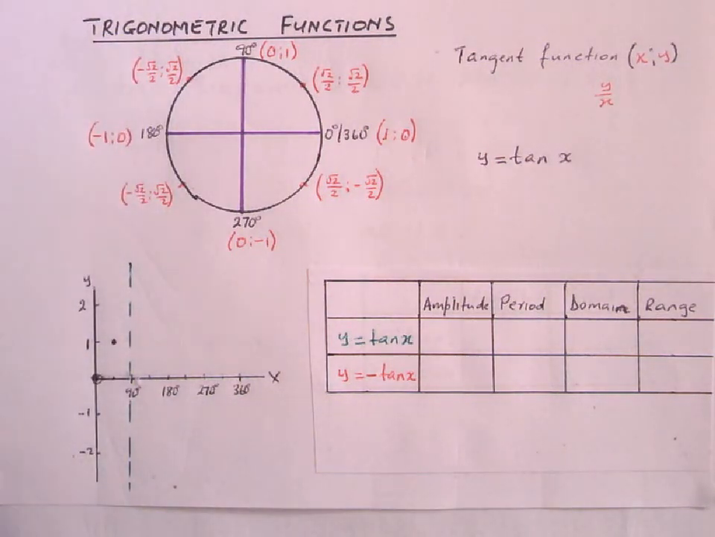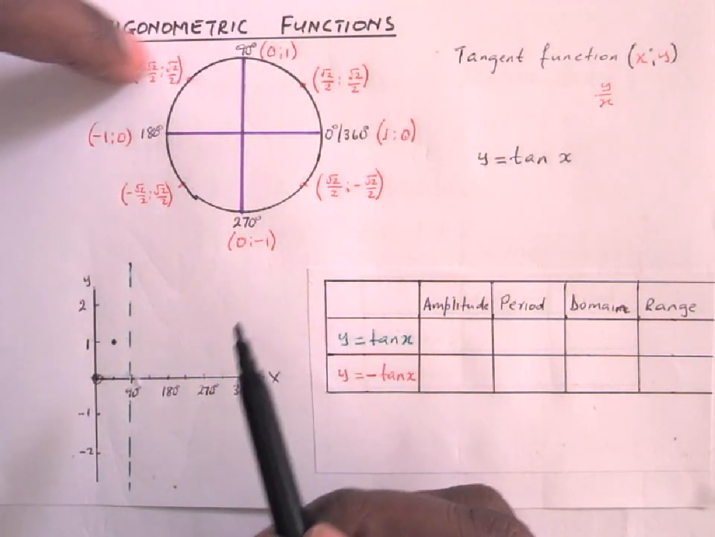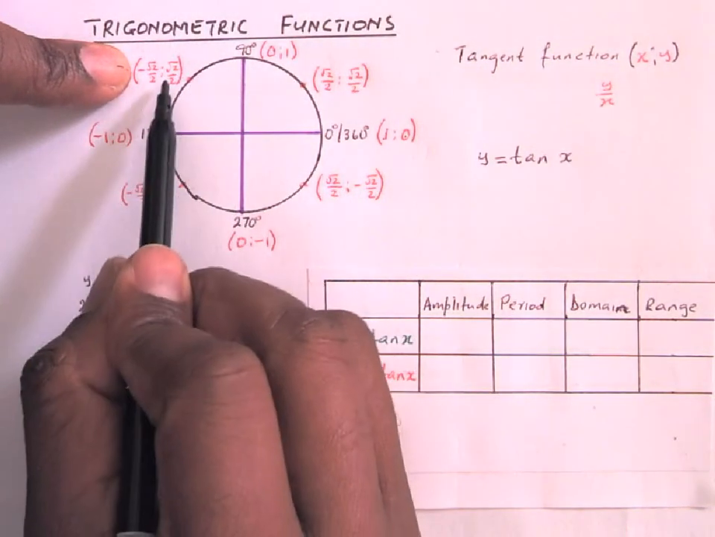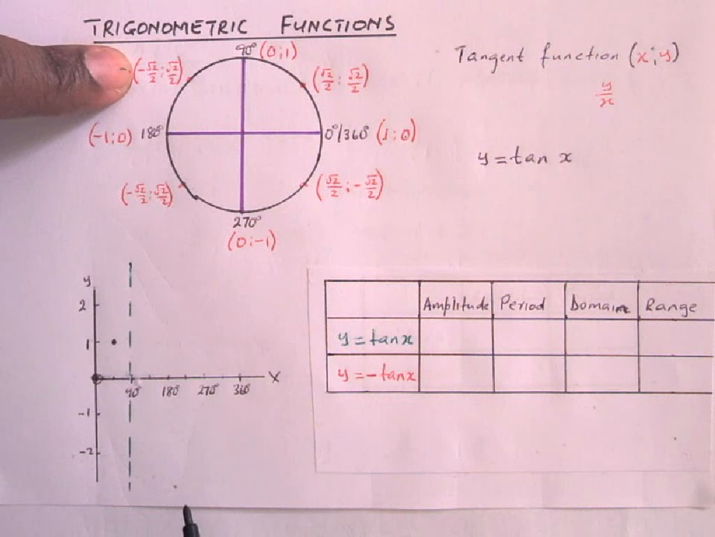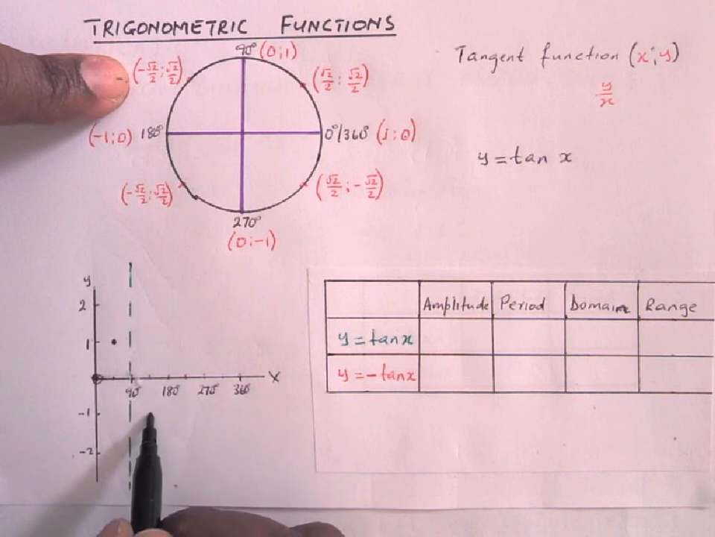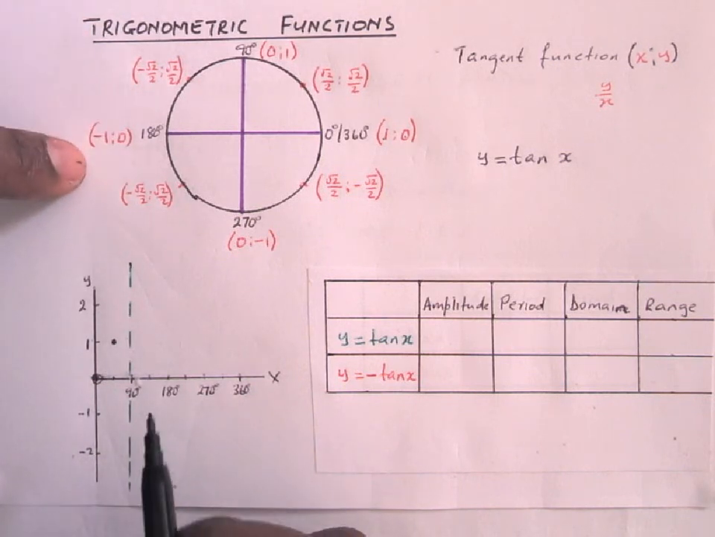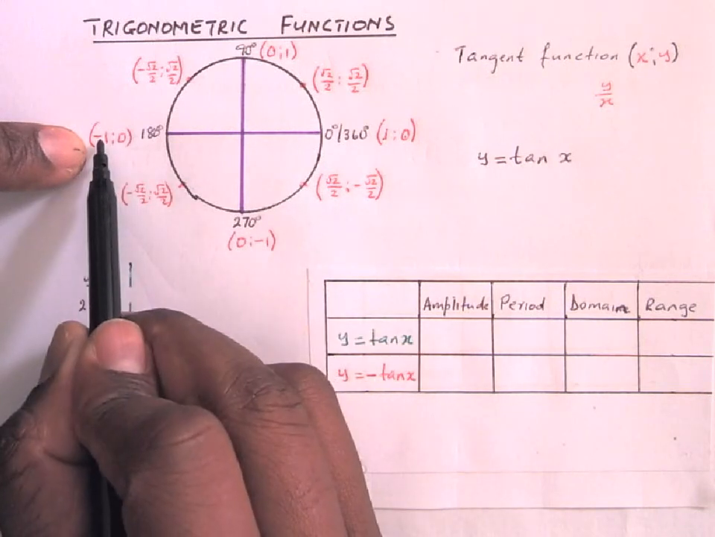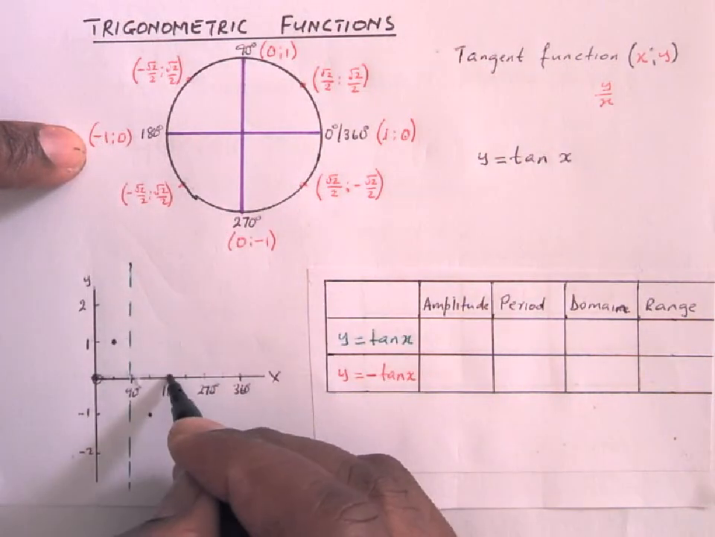All right. Now the next one. So what about at this point over here? So I'll divide this with this. What answer am I getting? It's a -1. So at 135, I get a -1 point. Now what about at 180 degrees? At 180 degrees, I divide again the 0 divided by -1, I get 0. So I've got a point there.